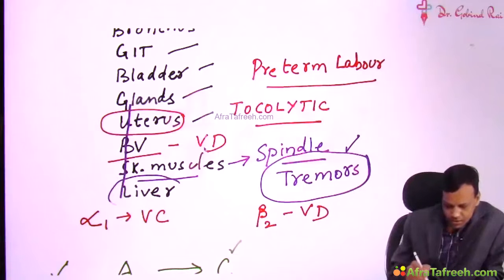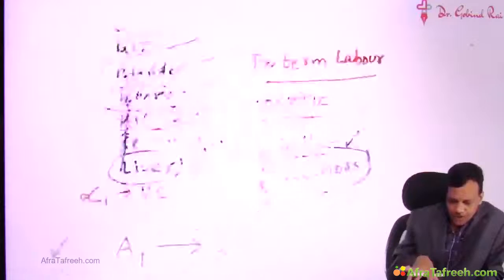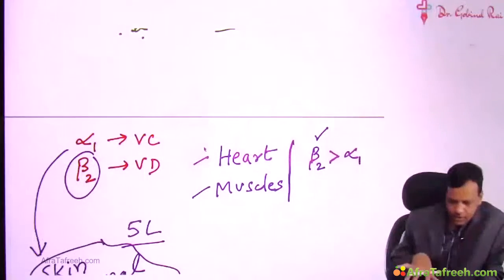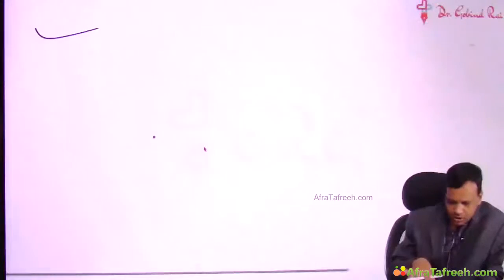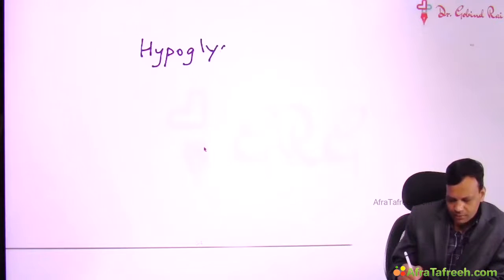Now lastly, there is presence of beta 2 in the liver. Before discussing the action of beta 2 in the liver, we need to answer some important questions. Which is more dangerous, hypoglycemia or hyperglycemia?